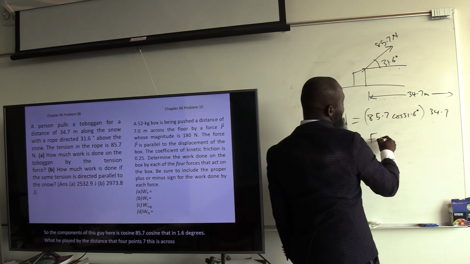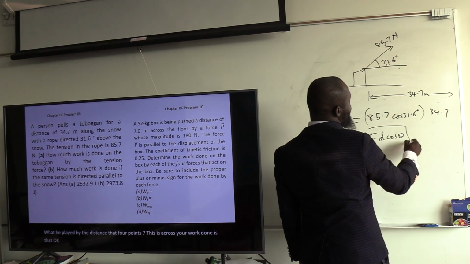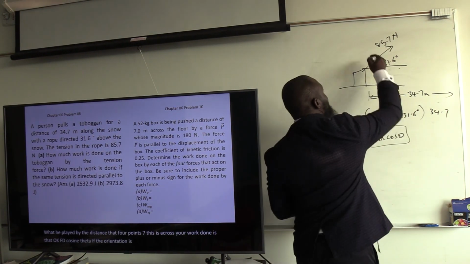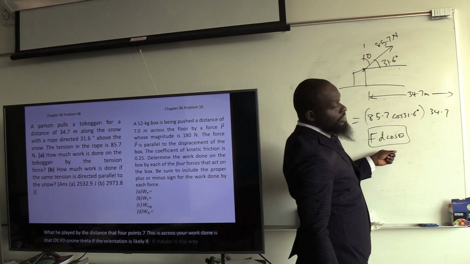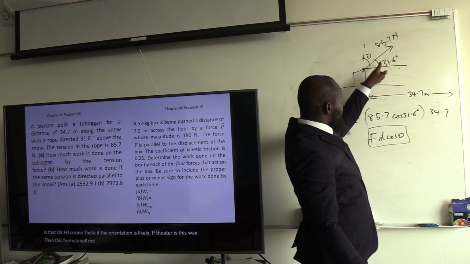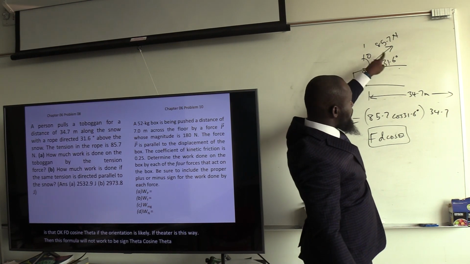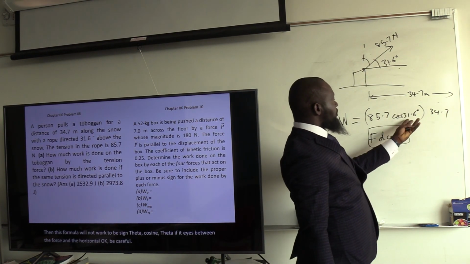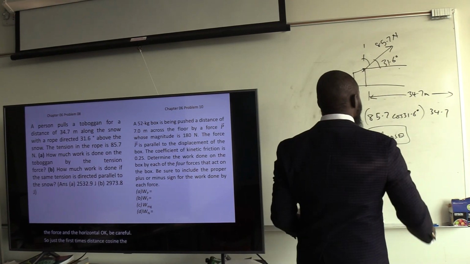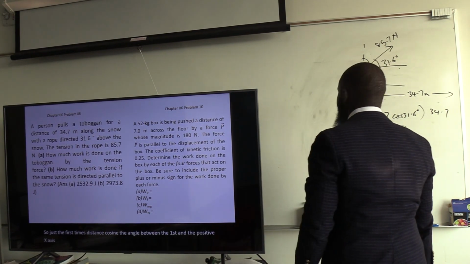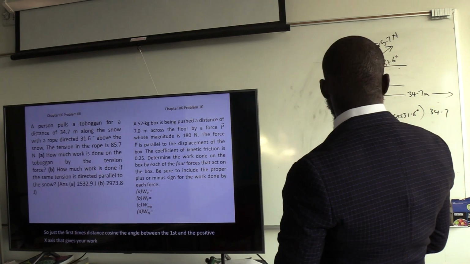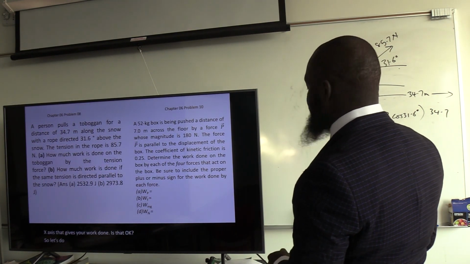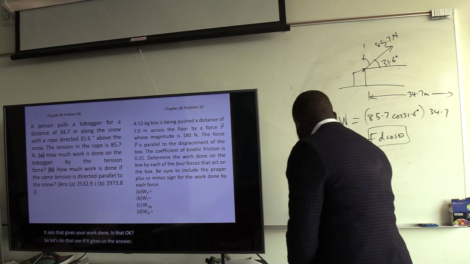Is that okay? W = F d cosine theta, if the orientation is like this. If theta is measured the other way, then this formula will not work, it would be sine theta. Cosine theta if the theta is between the force and the horizontal. Okay, be careful. So just the force times distance times cosine of the angle between the force and the positive x-axis. That gives you your work done. Is that okay? So let's do that and see if it gives us the answer for the A part.